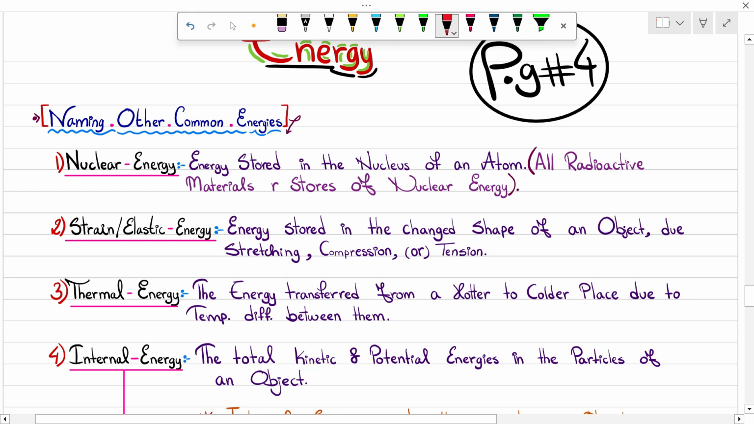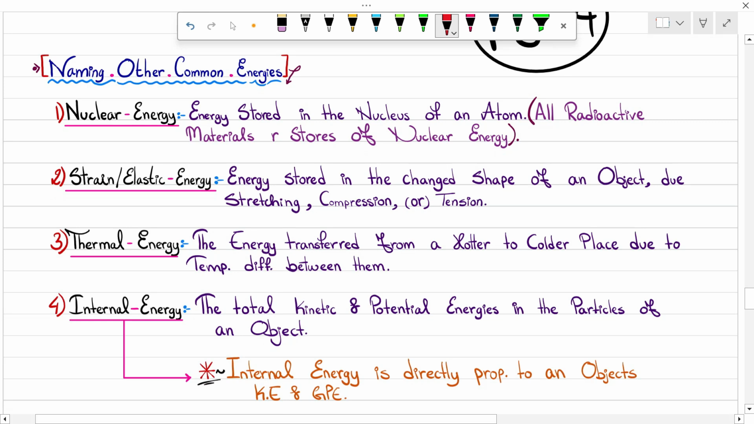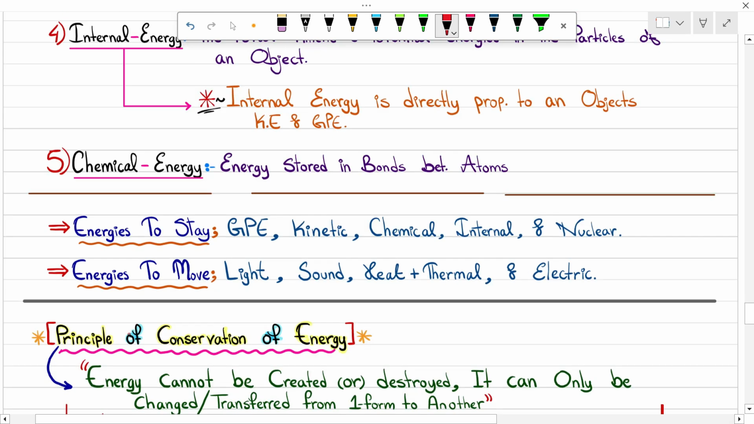So those are the main common energies in our syllabus. Now we're just going to name some other common types of energies, like nuclear energy, which is the energy stored in the nucleus of an atom. Usually all radioactive materials store nuclear energy. We have strain and elastic energy. This one is stored in the changed shape of an object due to stretching or compression, usually in springs. Thermal energy is the energy transferred from a hotter to a colder place due to a temperature difference between them. This is usually caused by radiation, convection, or conduction. And internal energy. This is the total kinetic and potential energies of the particles of an object. And last but not least, chemical energy, which is the energy stored in the bonds.